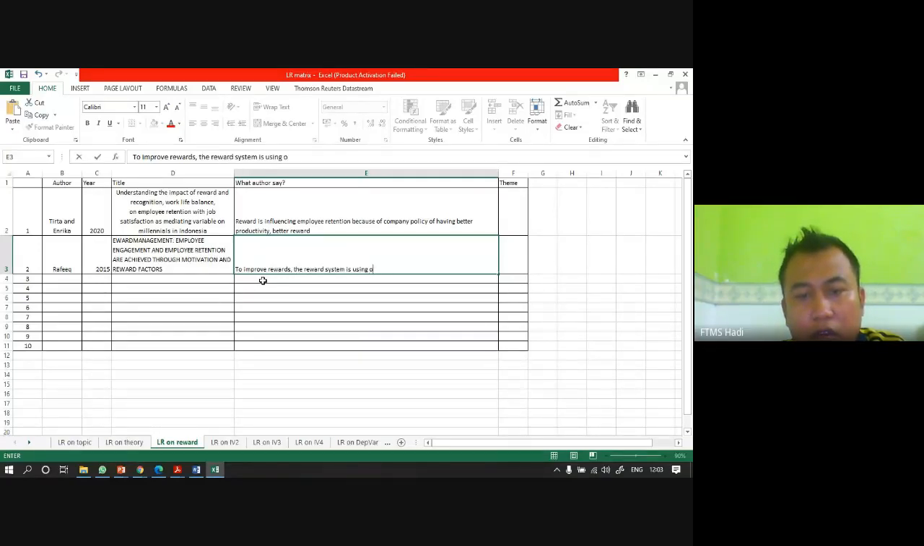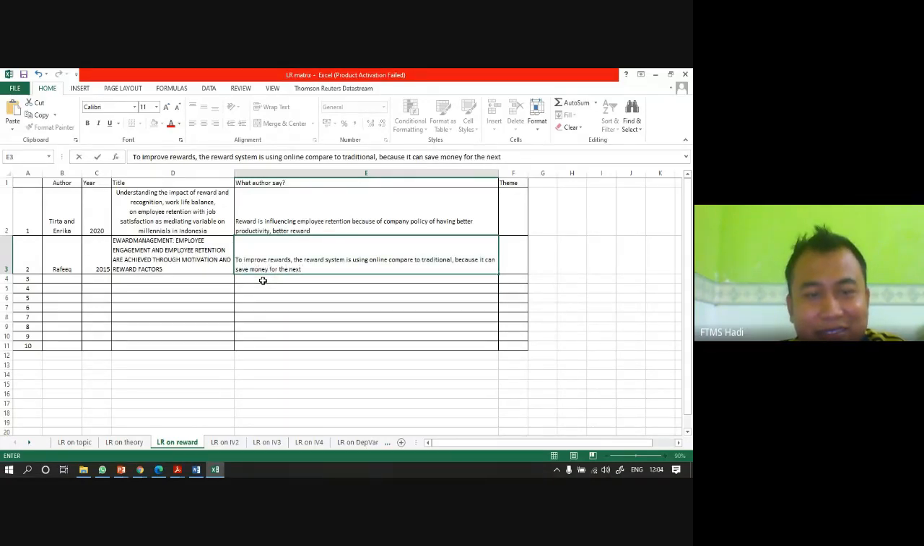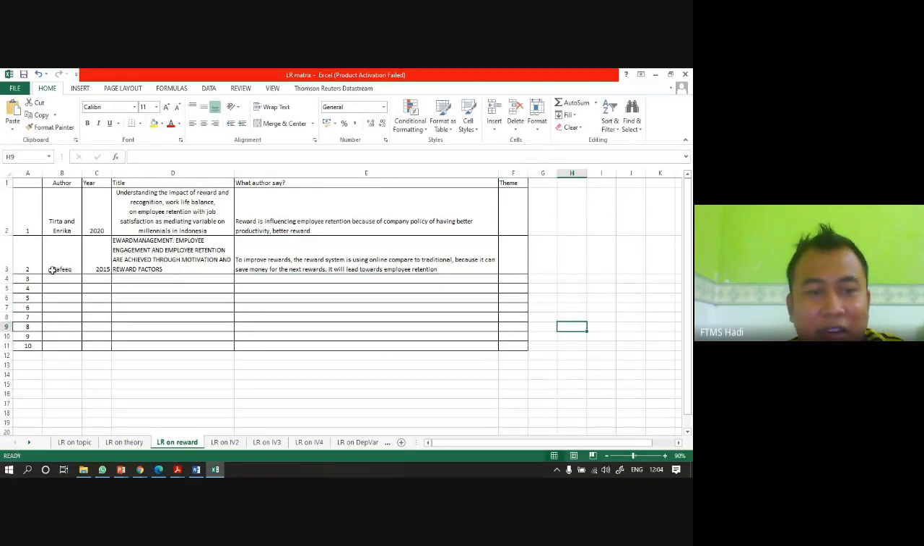the reward system is using online, compared to traditional, because it can shift costs and save money for the next reward. Something like that, that means it will lead towards employee retention. So that is about this Rafiq saying.